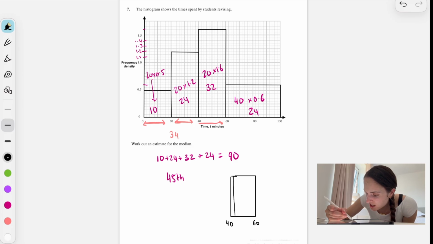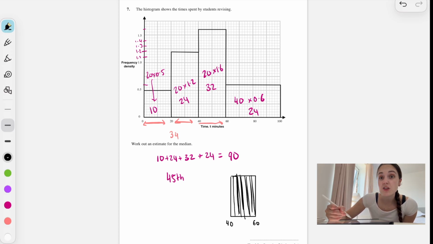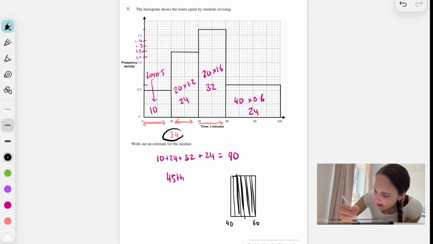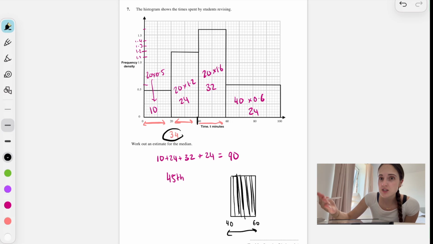So if I just imagine splitting this bar 32 ways, I'm not going to draw 32 lines because that's going to take a long time. But just imagine we've split this into 32 people. So what we're actually doing is we're trying to locate the 45th person. So that's not the 45th person in this bar because this bar only has 32 people anyway. We're actually looking for the 11th person in this bar because we can see up until this point here, we have 34 people. So the 45th person is going to be the 11th person within this bar. So what we need to do is we need to split it 32 ways because there's 32 people in this bar. And then we need to multiply by 11 because we're looking for the 11th person.